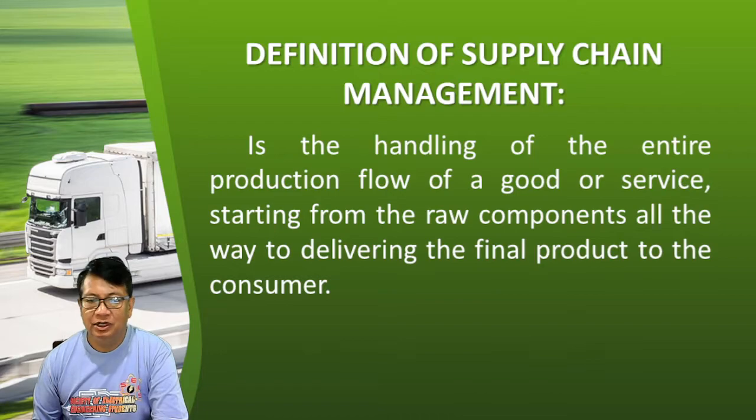Let us start our discussion with the definition of supply chain management. According to the definition, supply chain management is the handling of the entire production flow of goods or services, starting from the raw components all the way to delivering the final product to the consumer. In other words, it will focus from the raw material, the whole process of production, up to the delivery of the product to the consumer.